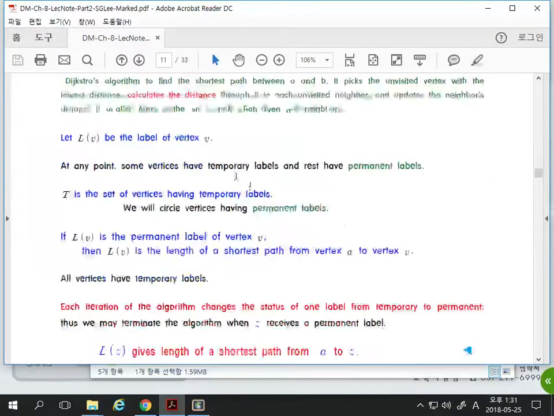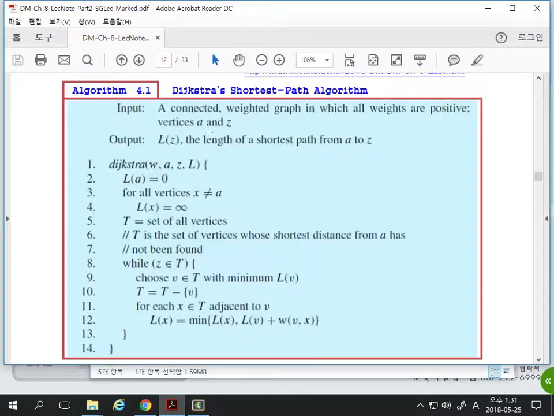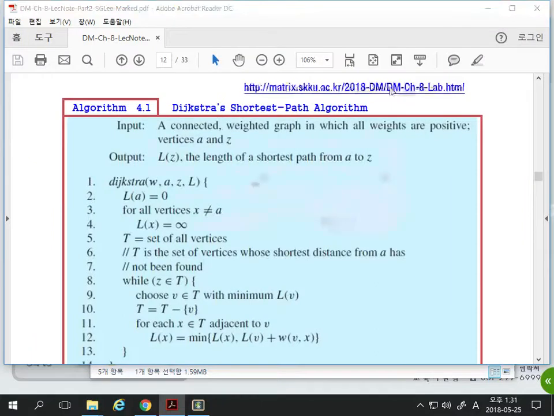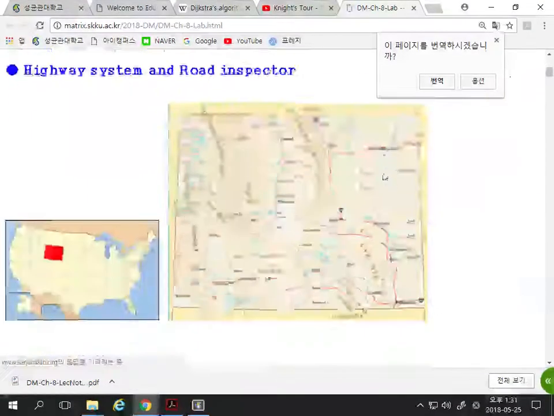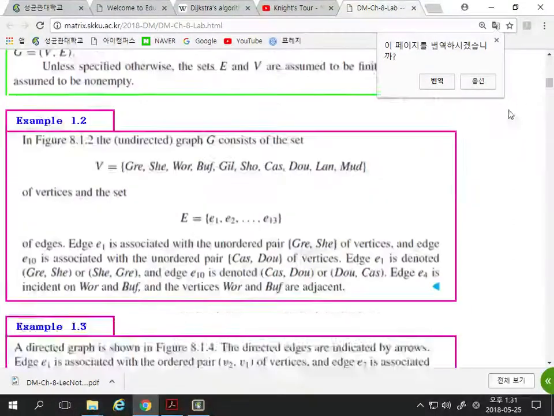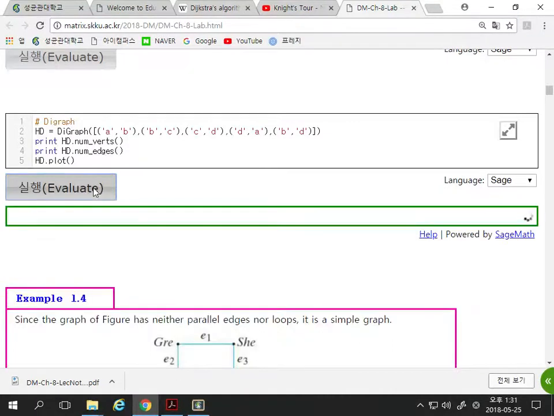These steps were shown here, and this is the pseudocode for Dijkstra's shortest path algorithm that you have seen in that animation. Also, I have made the code for those.